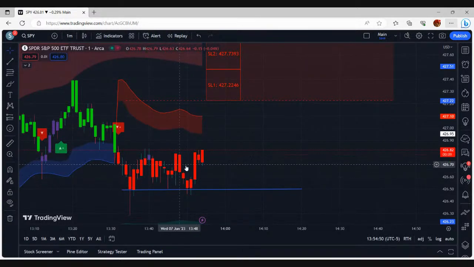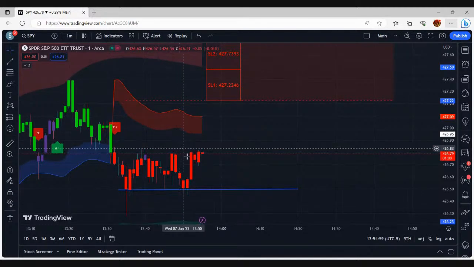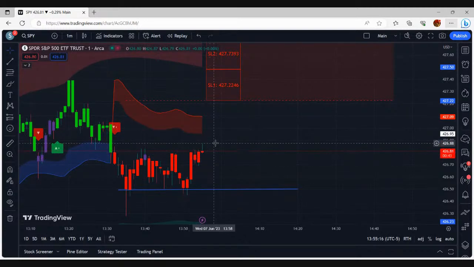Only 10 seconds left on this 1 minute candle. So unless it sells off like these little wicks over here, we might see if we can get... Yeah, all right. So back up towards the bearish smart trail. So yeah, let's see what it does. Man, isn't trading fun.